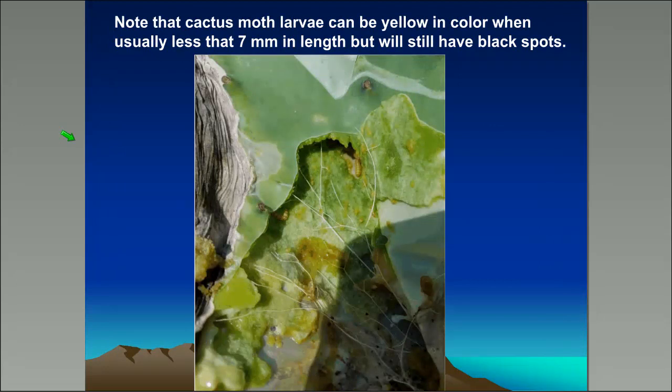Notice in this image that in the younger instar stages the Cactoblastis cactorum can actually be yellow. And this was kind of confusing in 2018 when we were looking strictly for an orange larvae. But these larvae that are yellow have not turned orange. They're usually less than 7 millimeters, but they still have the black spots or the black stripes.